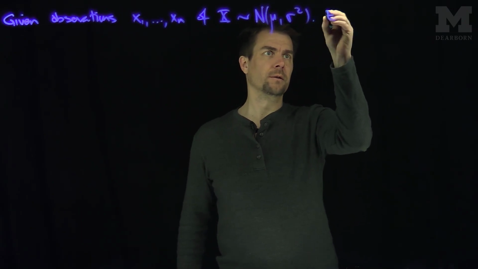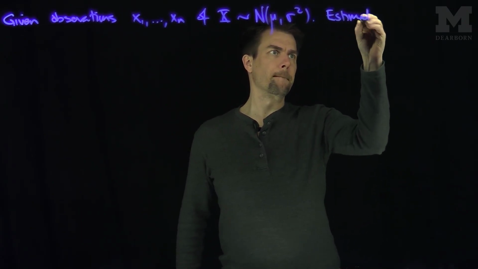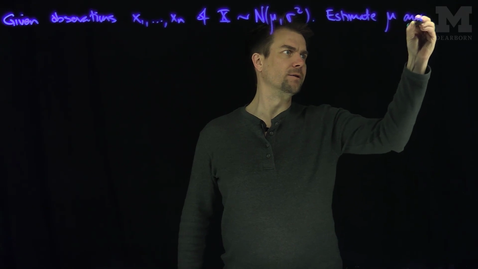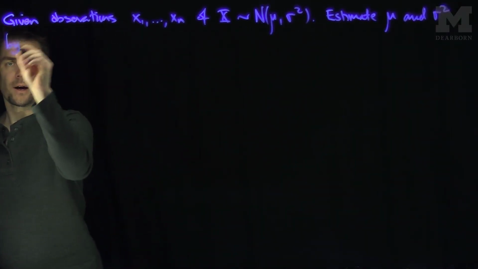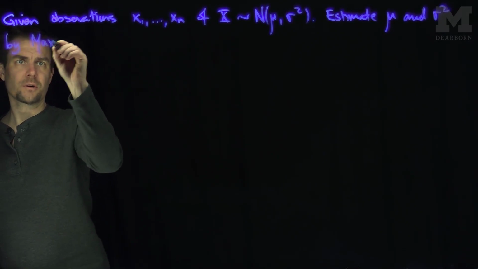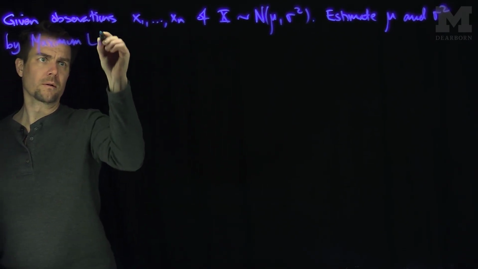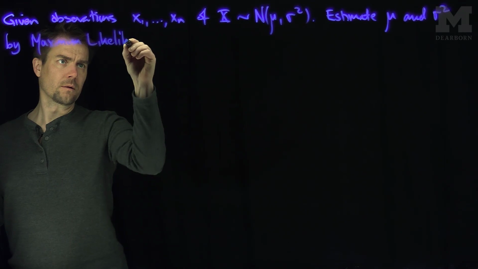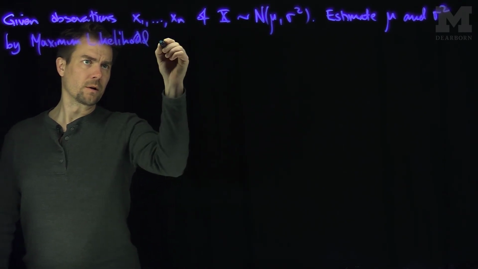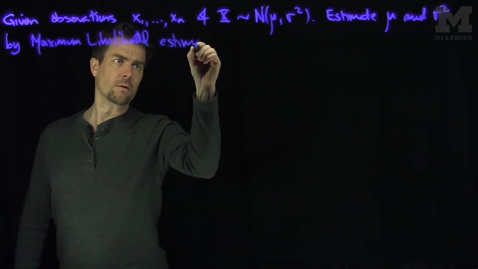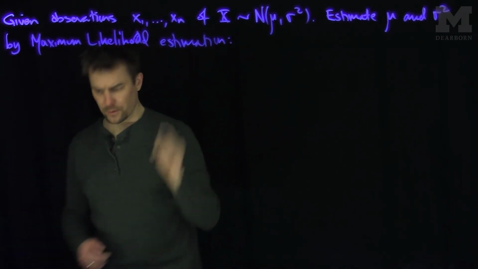Let's estimate mu and sigma squared by maximum likelihood estimation. Okay, so let's do it.